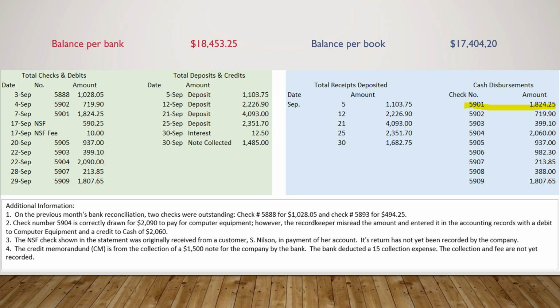Starting with 5901, over on the bank statement we see 5901, 5902, 5902, 5903, 5903, 5904, 5904, 5905, 5905, 5906, and it looks like 5906 is not present on the bank statement. So that'll be at least one outstanding check.